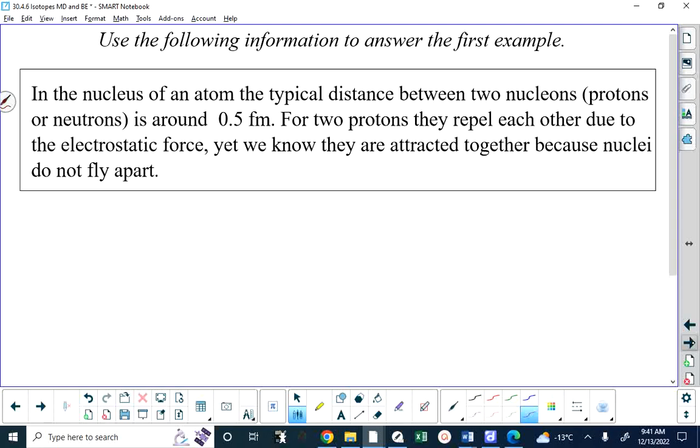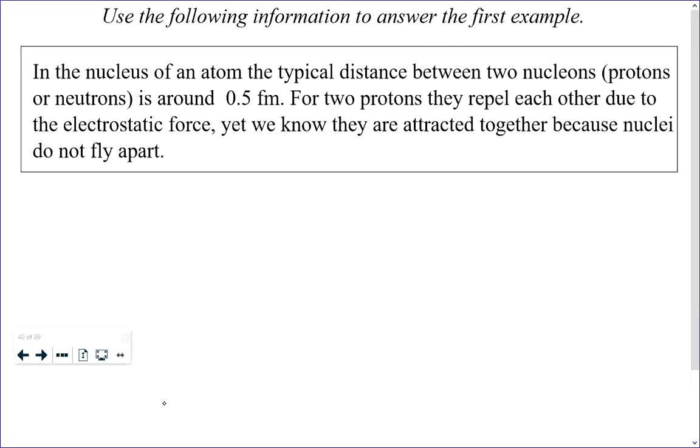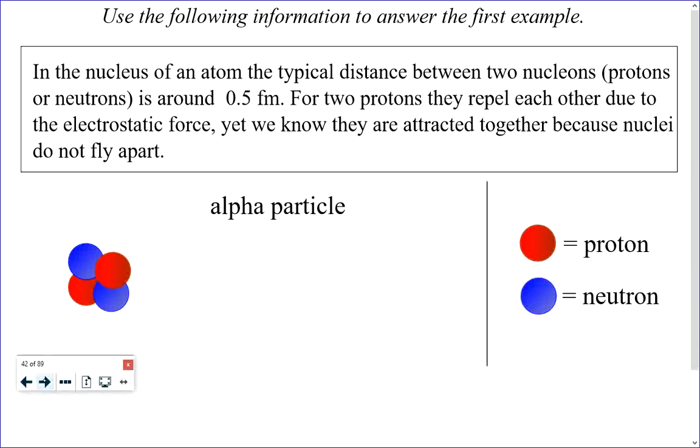But two protons repel each other due to an electrostatic force because they're both positive. And yet we know a nucleus is held together. The only explanation as far as the knowledge that you have so far is that if I had an alpha particle, and let me show you where the protons are, those two protons are positive and yet they do not push away from each other.